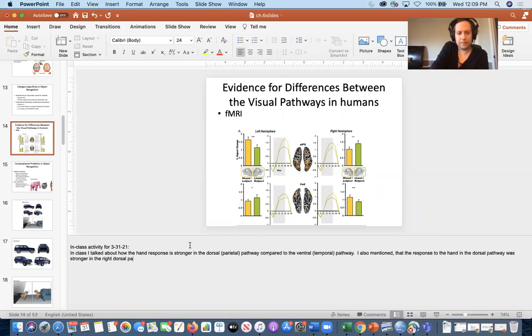Or I should say stronger in the right dorsal pathway compared to the left dorsal pathway. Explain why this makes sense in terms of the functions of the dorsal/ventral pathways and the crossing of the fibers, and the crossing of stimuli from one visual field to the contralateral hemisphere. That's it. So I'll save this now.